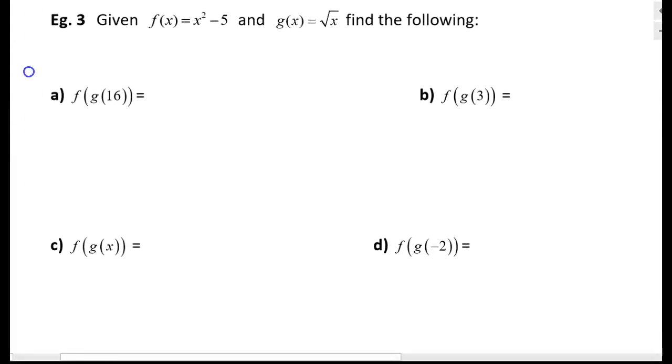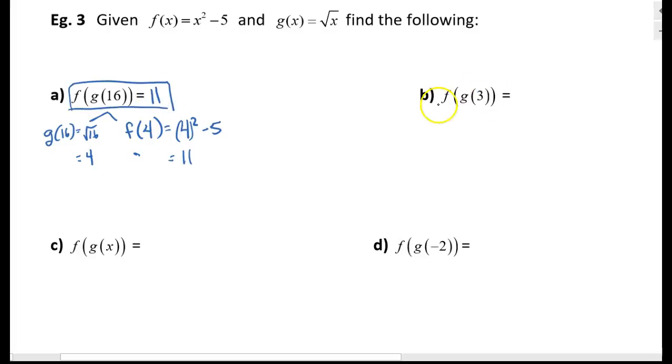So let's play around a little bit. We've got f of g of 16. Option 1 is that we can solve this separately. g of 16 is going to be the square root of 16, which is 4. Then f of 4 is going to be 4 squared minus 5, which is 16 minus 5, or 11. And that's going to be my final answer.